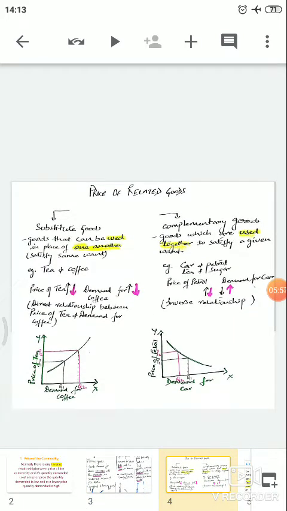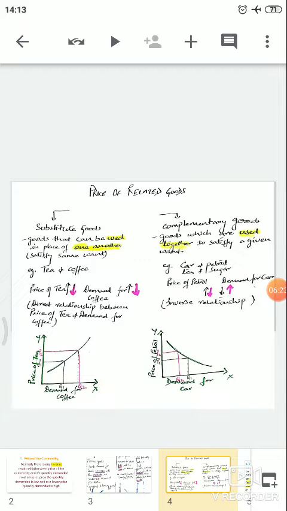The next factor is price of related goods. Now there are two types of related goods. One is the substitute goods and the other is the complementary goods. Now, substitute goods are those goods which can be used in place of one another, such as tea and coffee, Pepsi and Coke.